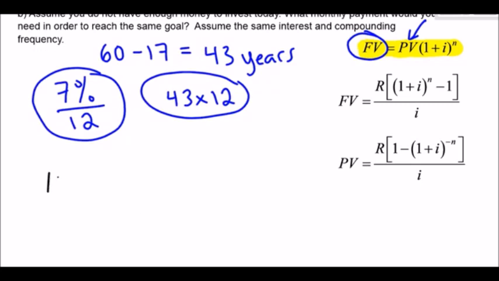So $1 million right there. It's nice to write. It's even nicer to spend. Not that I would know.